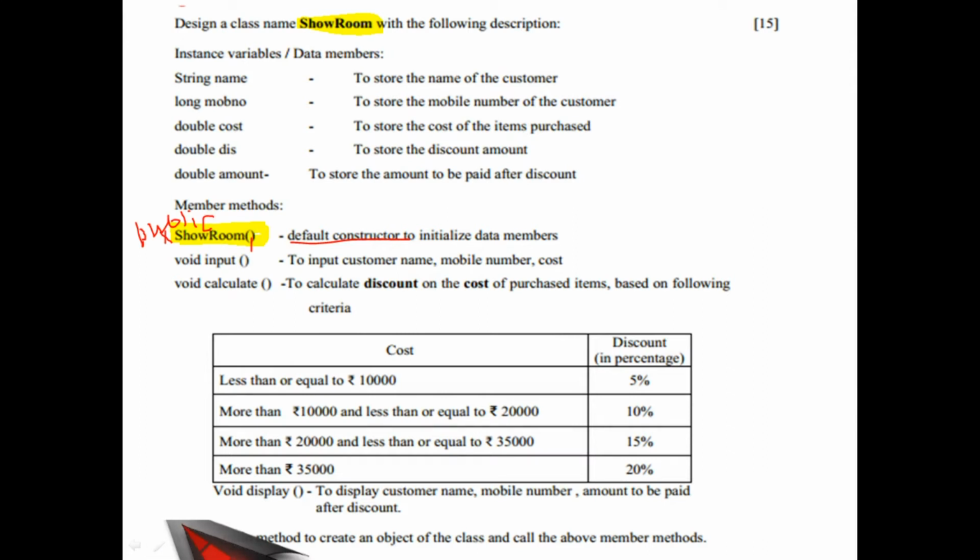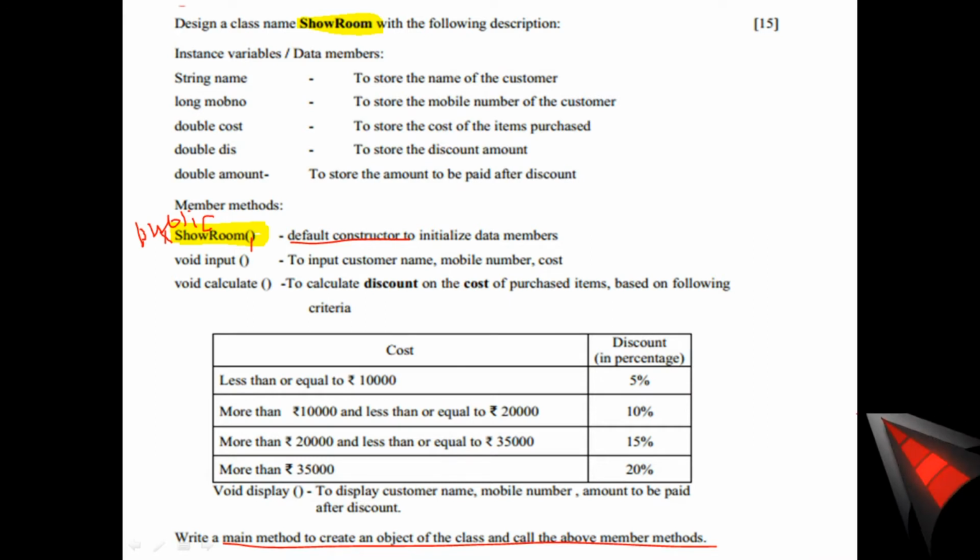Apart from this, there are several other methods like void input and also void calculate to calculate as per the chart that has been given. At the end, we have void display to display the customer name, mobile number, and amount to be paid after discount, and also write the main method to create an object. We already started creating the object in our last program. Now also we can do that. So we will write the main method, create the object and call the above methods like in the last program we did.